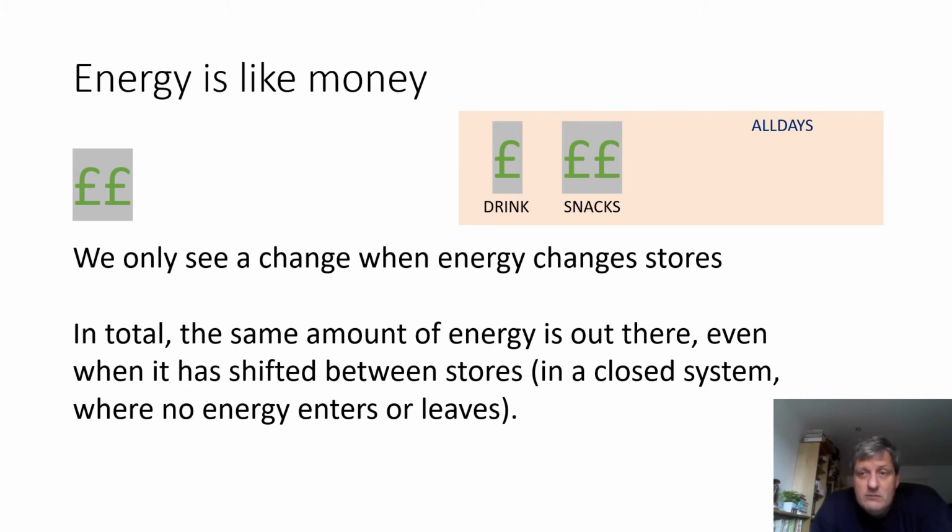And in total, the same amount of energy is out there in our closed system, even when it's shifted between stores. You can see with the money, there's still £5 in total out there. It's just that we've now only got £2 left in our pocket, but the shop owners have got £3 of our money, so there's £5 still out there in total. That's representing the total energy remaining constant within the closed system.